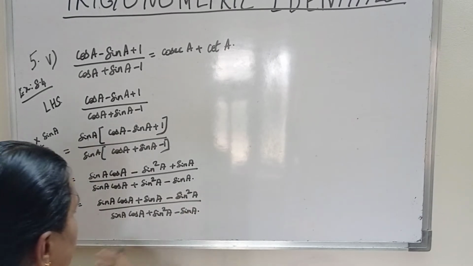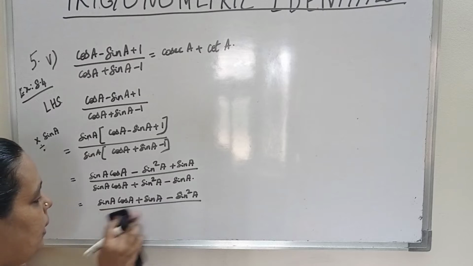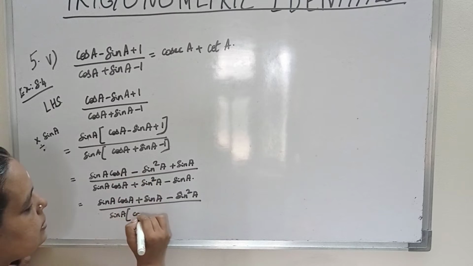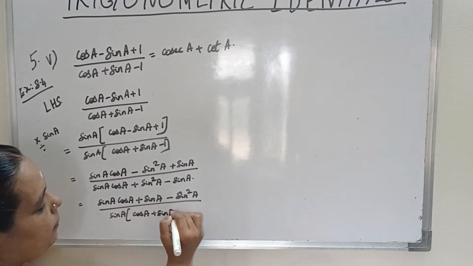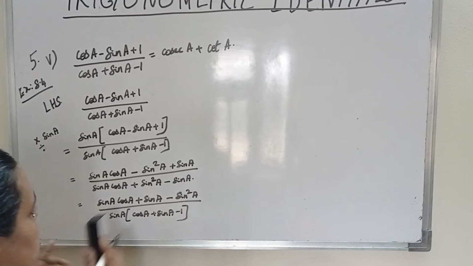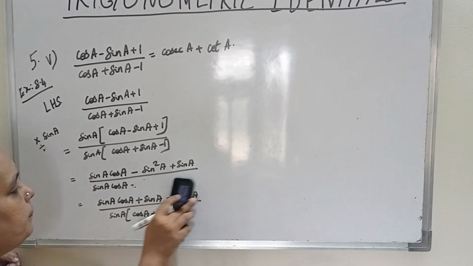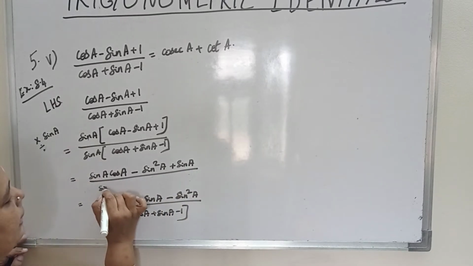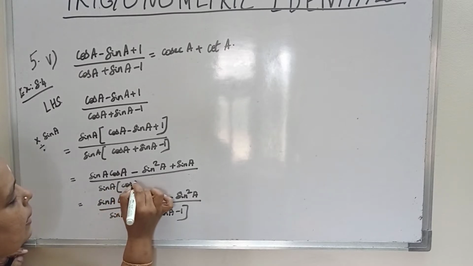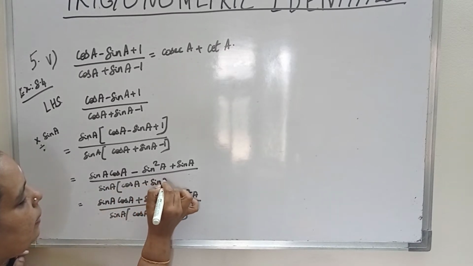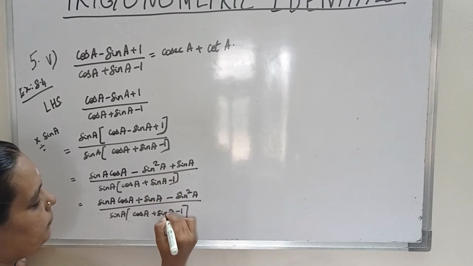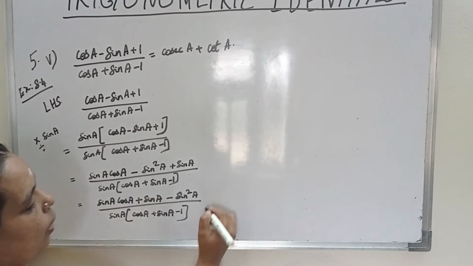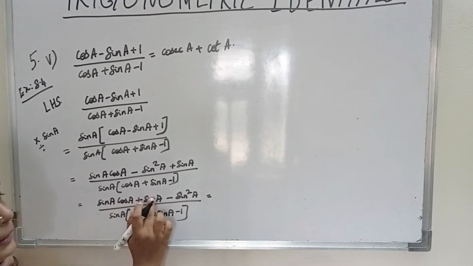Or let's leave the denominator like that itself without a multiplication. Let's leave the denominator as such. That is sin A into cos A plus sin A minus 1. We need not multiply. Sin A into cos A plus sin A minus 1. Okay, now from these two we will take sin A outside.